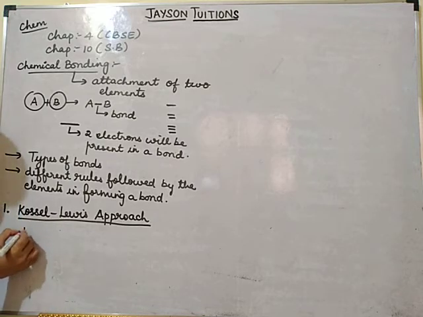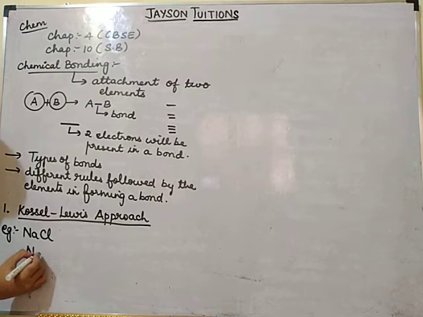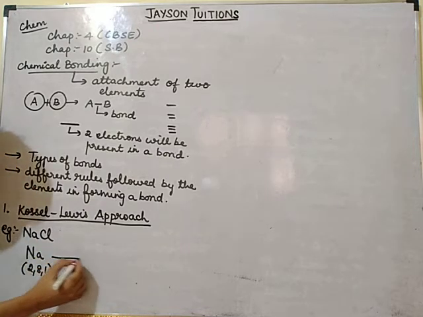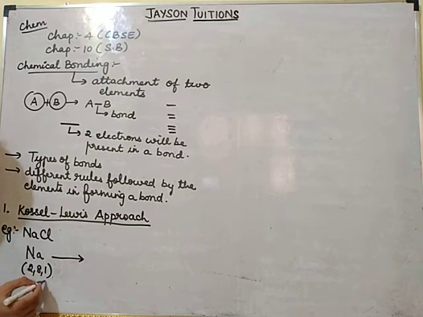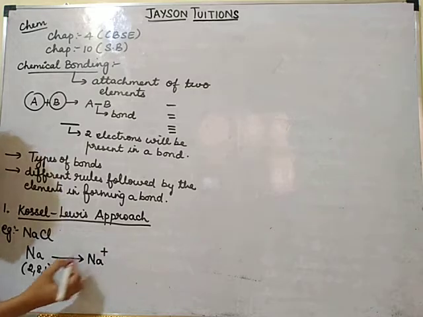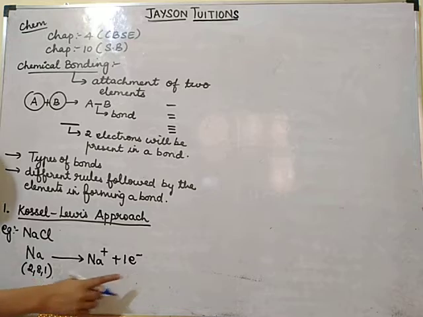Okay, so for example, when NaCl, sodium chloride, is formed, this I am taking as an example. Sodium, what is the atomic number of sodium? 11. It will be arranged as 2, 8, 1. Okay, you know in the last shell there should be only 8 electrons to make it stable. So what will sodium do? It will lose this 1 electron. If sodium loses 1 electron, it will become Na plus, and that 1 electron will go outside.